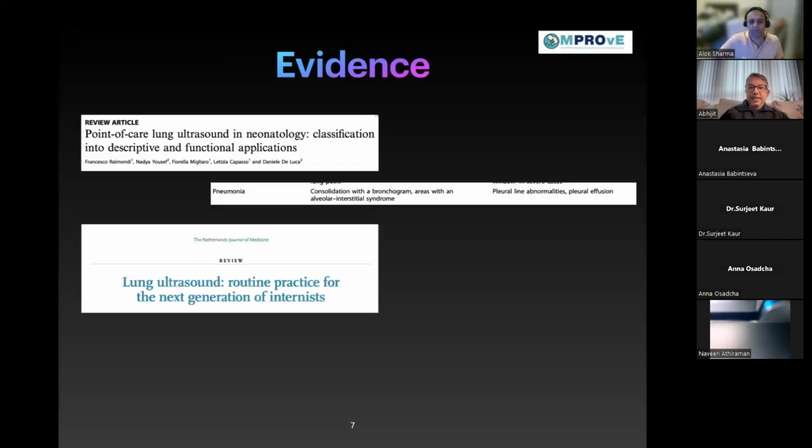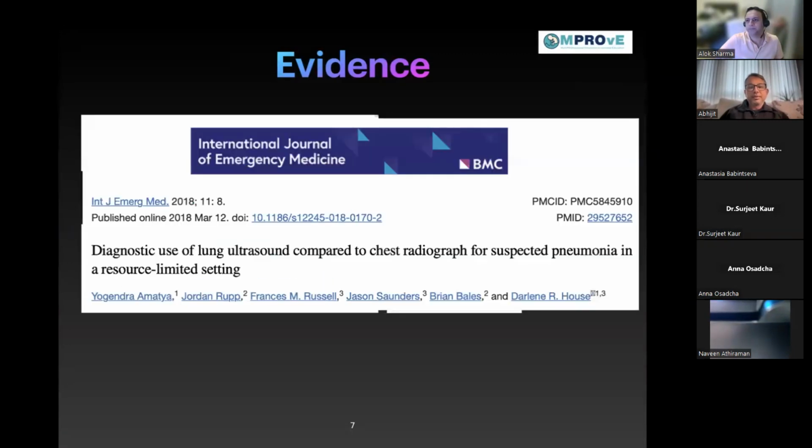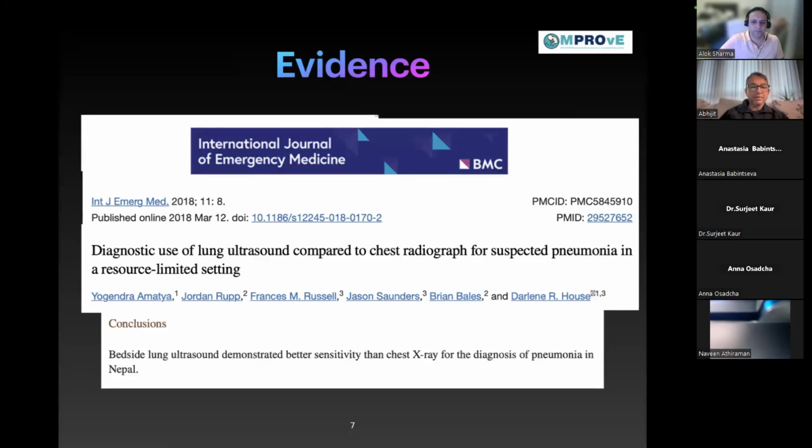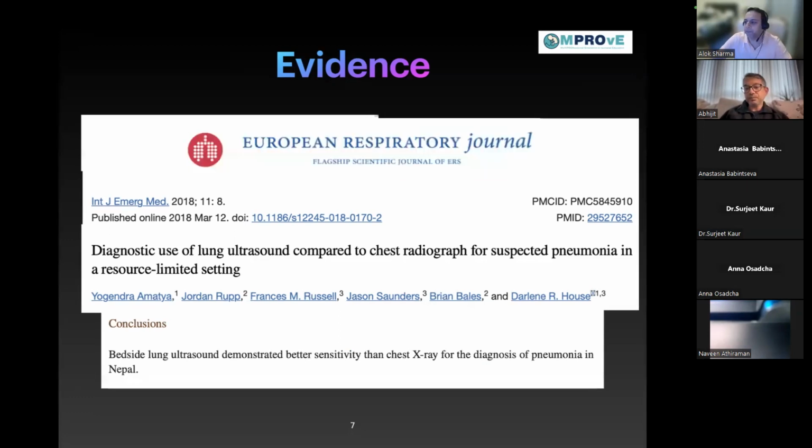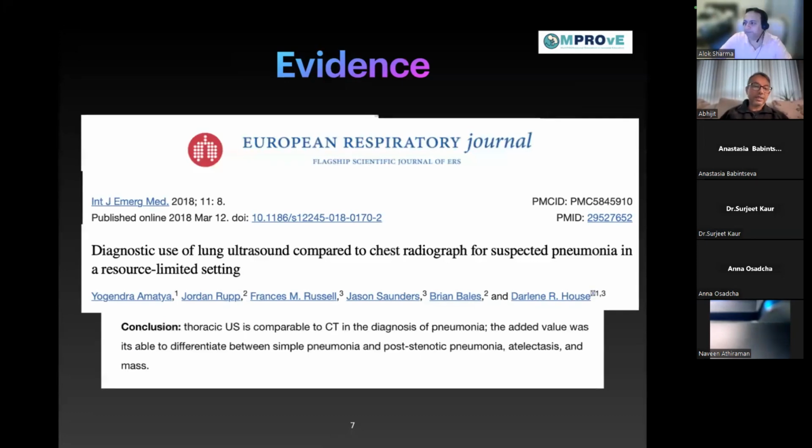And these are the papers I have listed here. I'm sure you're going to get the recording of today's session, and you can very well go and read all the papers I have put out here. But basically, the idea is that it is not me or Alok saying it. There is a plethora of evidence which says that it is much more helpful in diagnosing pneumonia compared to the chest X-ray. And you can keep on tracking it.